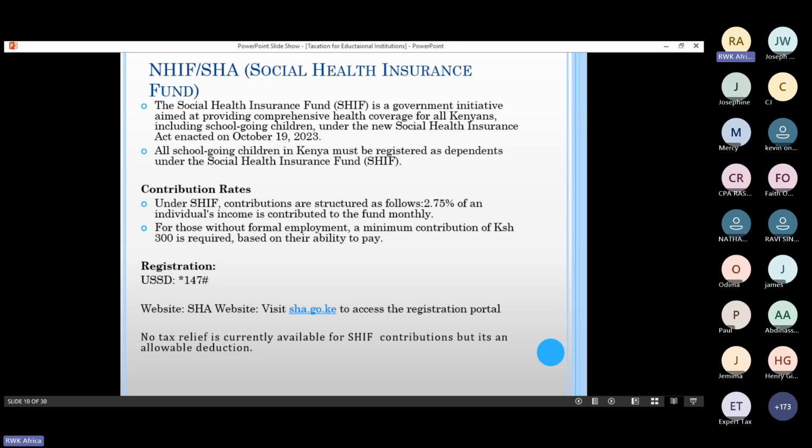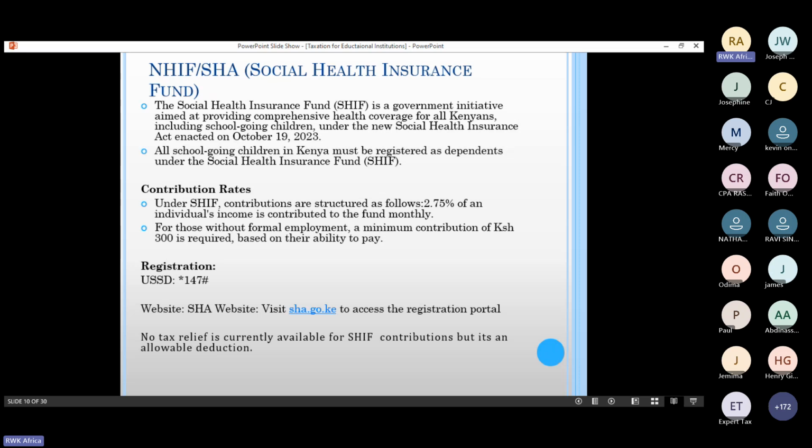So let's be compliant and ensure that the employees in our institutions are all registered. And also as the employer, it's your responsibility to deduct these contributions and remit the same to the authority. So for those who have not registered for SHA, you can use the *147# to register, or you can visit the SHA website, or even the Huduma centers. You're going to get assistance on the registration.